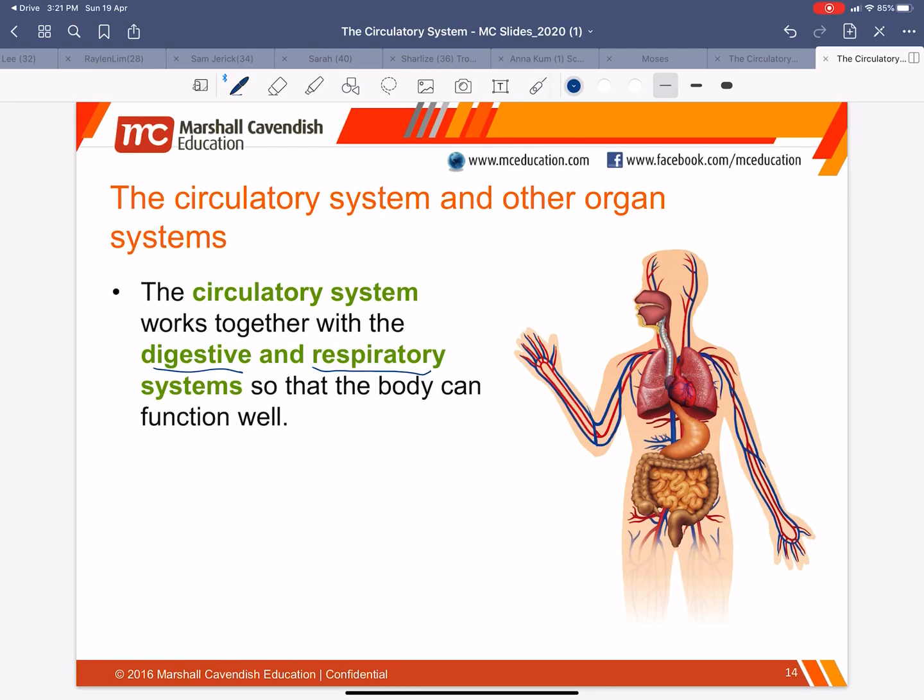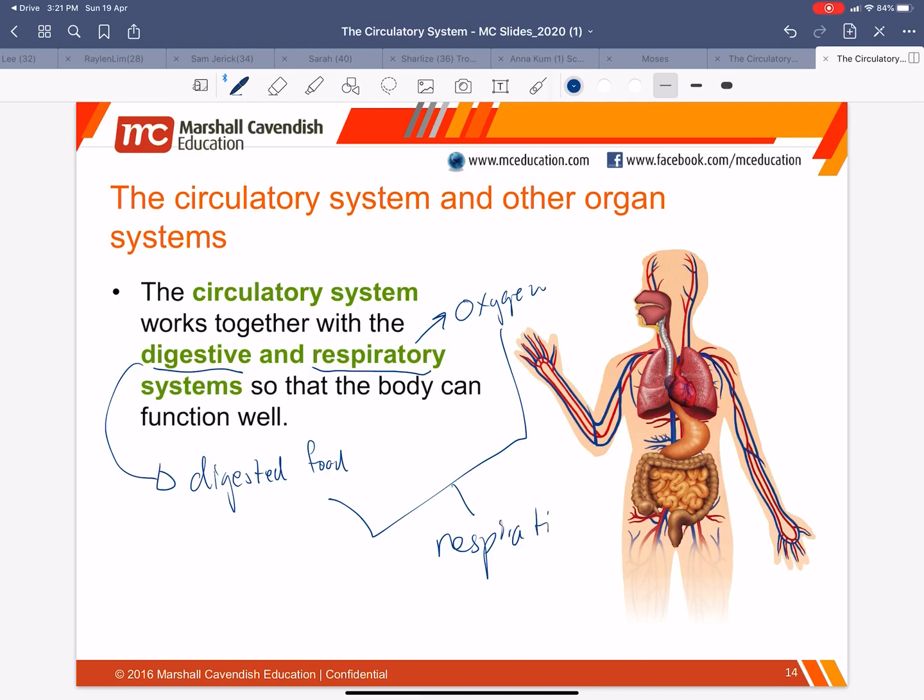Alright? So that is why these three systems need to work together in order to deliver the needed raw materials for your cells to carry out respiration. Alright, so I'm just going to pen it down here. So respiratory system gives you your oxygen, whereas your digestive system gives you your digested food, and then together you're able to have respiration in order to release energy. Right?